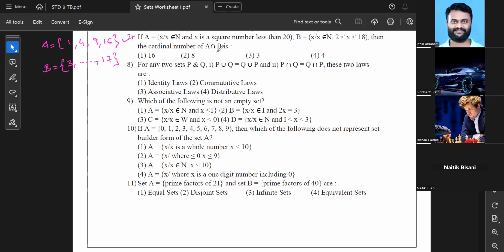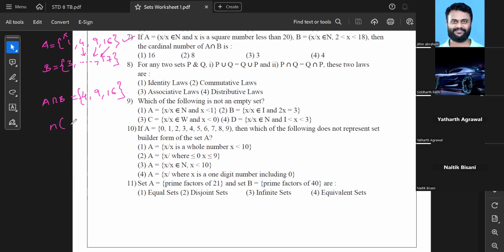So they are asking about the intersection's cardinal number. First of all, 1 is not an intersection, but 4 is an intersection. Yes, 4 is an intersection, 9 is an intersection, 16 is an intersection. So the number of intersections will be 3. For those who might not have understood, I'll write in detail. A intersection B is going to be 4, 9, 16, which means its number will be 3. So that's how your answer is 3, option 3.